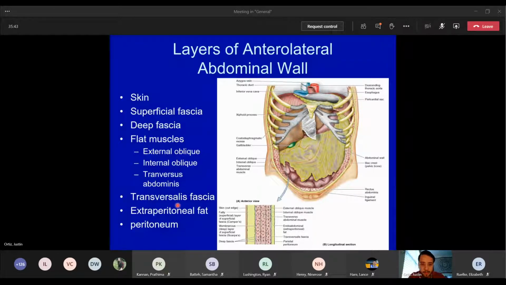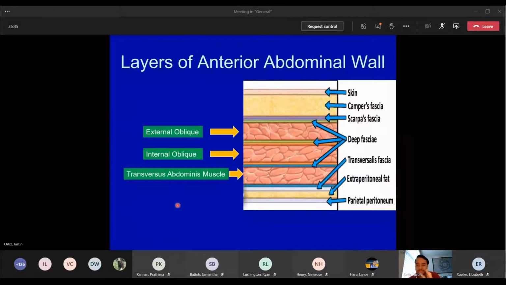All right, let's see. Okay, so I put this image. I just feel like it was really clear in regards to what's going down in the abdominal wall. So basically, like we said, the top layer is obviously the skin, right? Right under that, you have this layer that's called Camper's fascia. It's a super thin layer, basically just fat. Right under that, it's going to be the Scarpa's fascia.